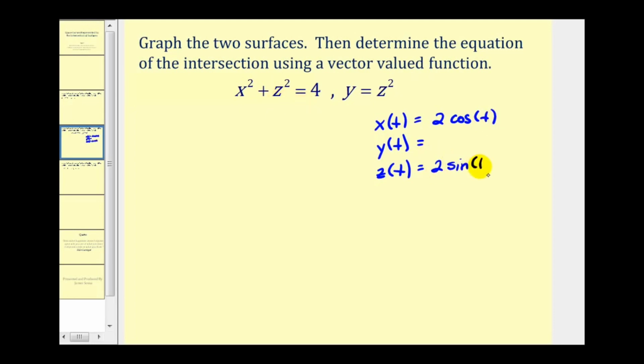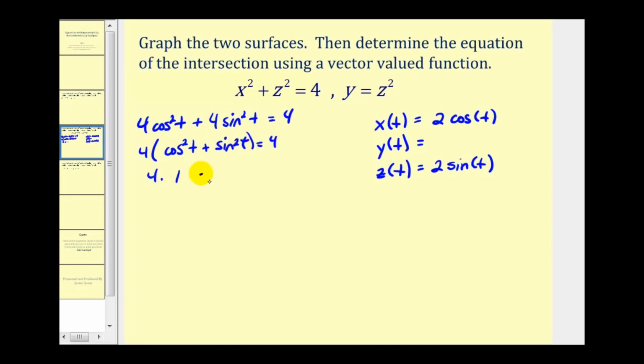this would satisfy the first equation, because if we square 2 cosine t, we would have 4 cosine squared t. And if we square 2 sine t, we'll have 4 sine squared t equals 4. If we factor out the 4, we have the identity that we want, cosine squared t plus sine squared t, which is equal to 1 and satisfies that first equation.